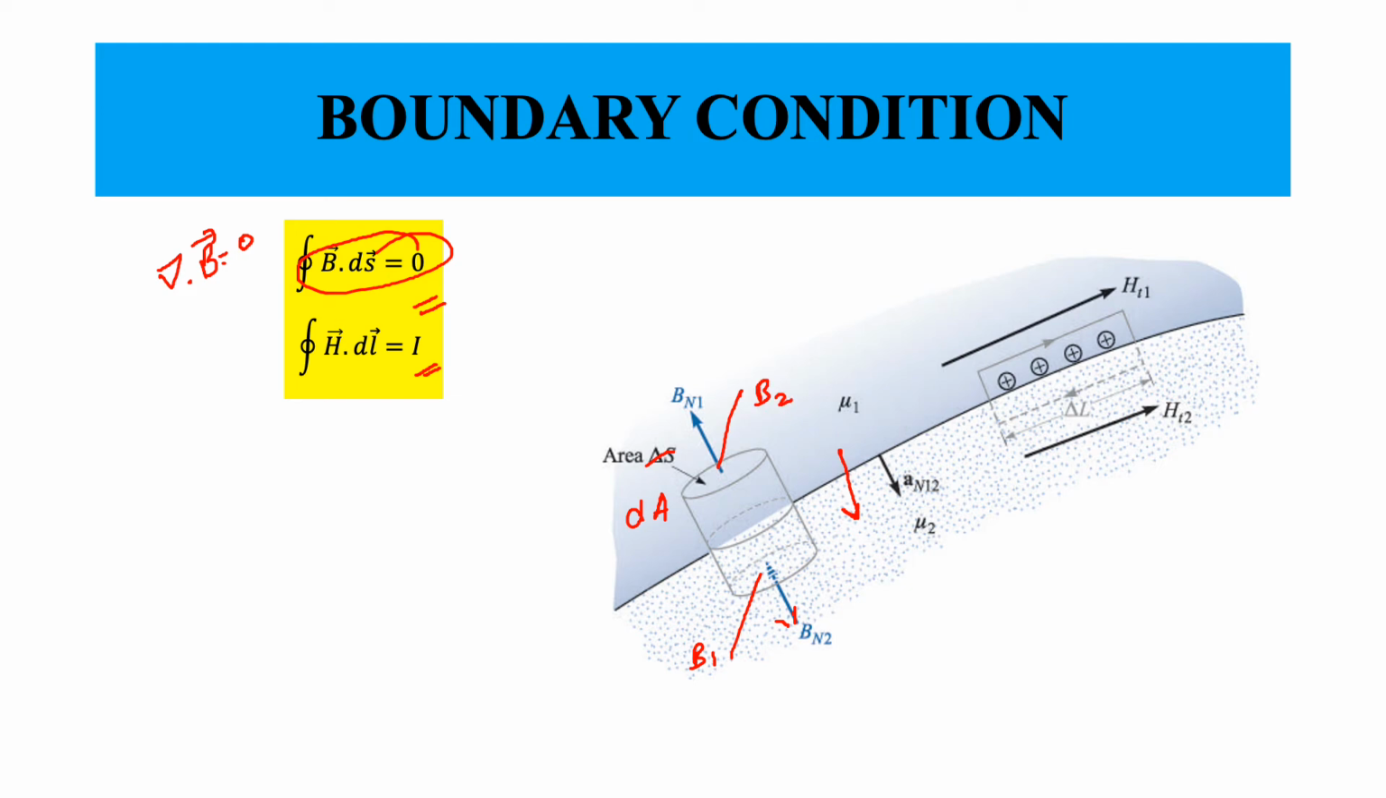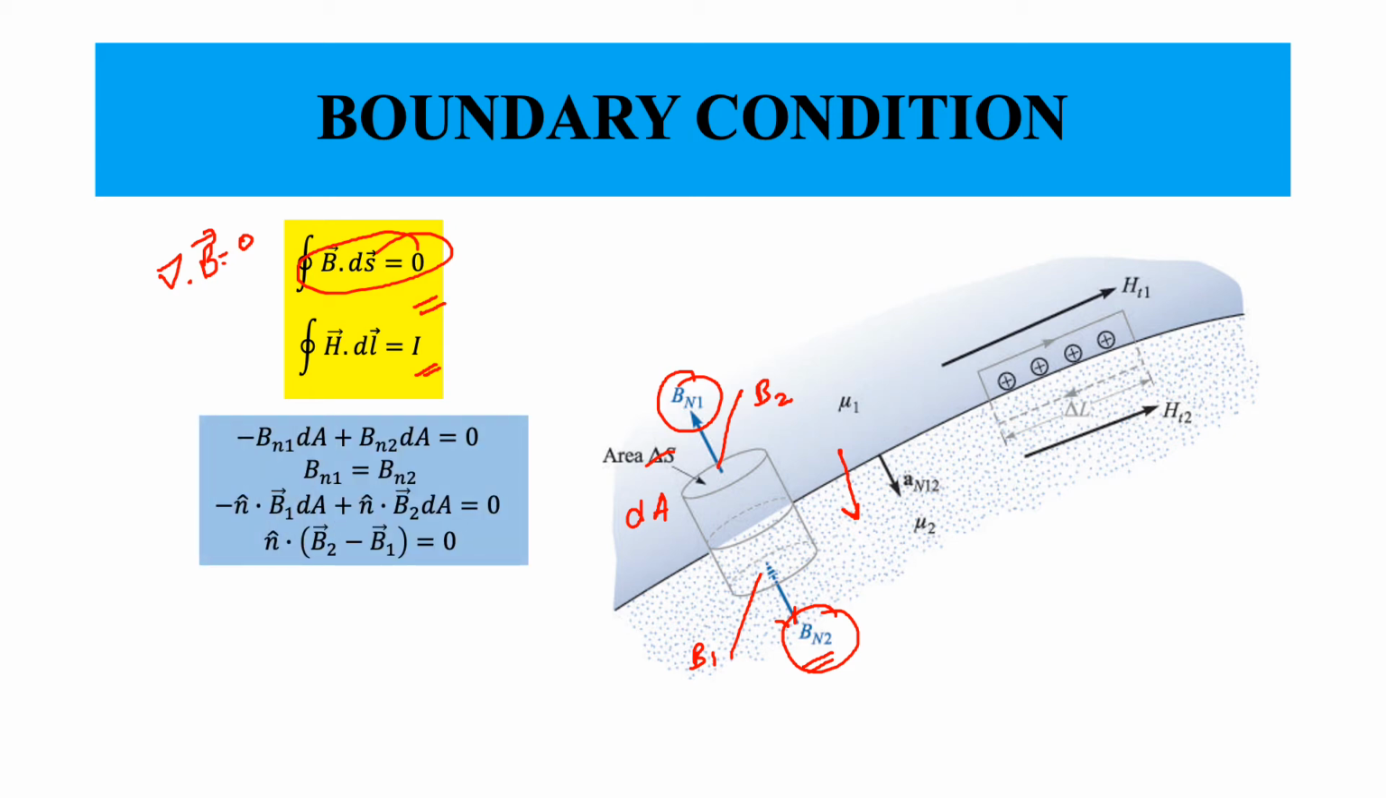Only the normal component, because I am considering an integral over a surface area. So only the normal component, which means I need to consider Bn1 here, and I need to consider Bn2 here. So what will happen to the integral of B dot dS? That would be minus Bn1 dA, which is the minus direction, plus Bn2 dA is equal to 0.